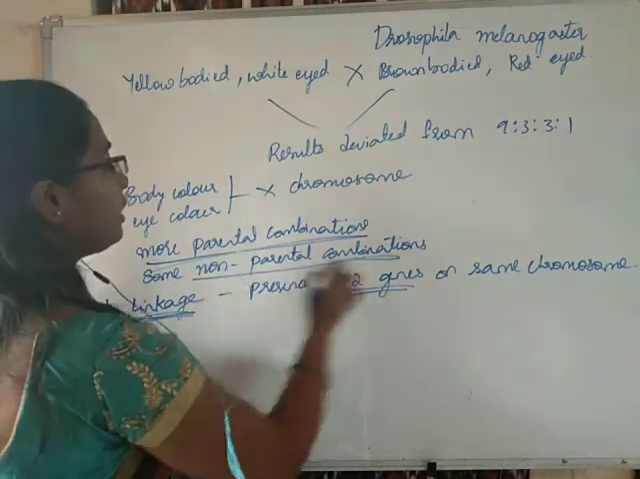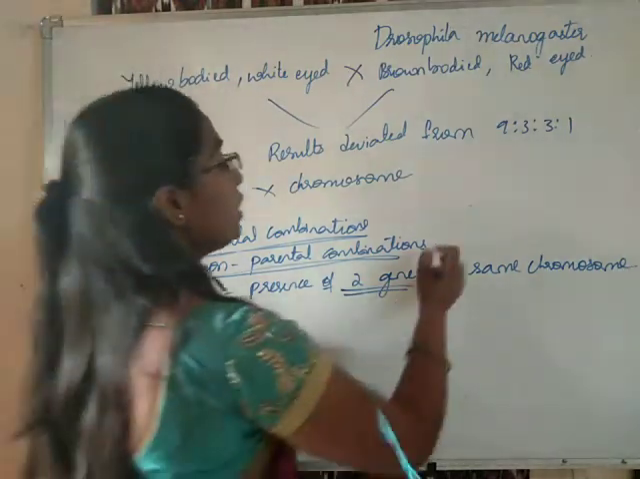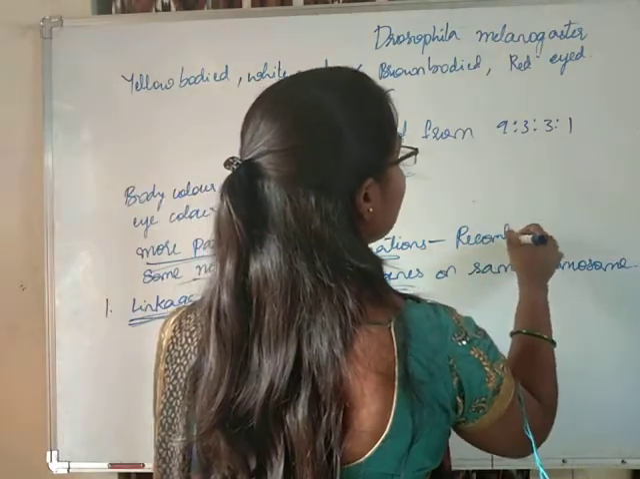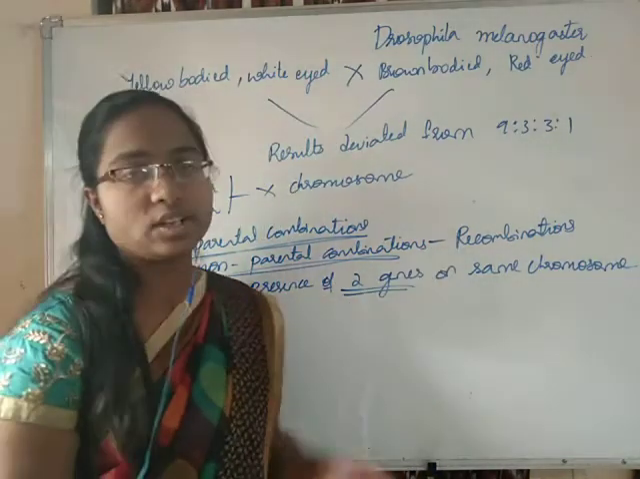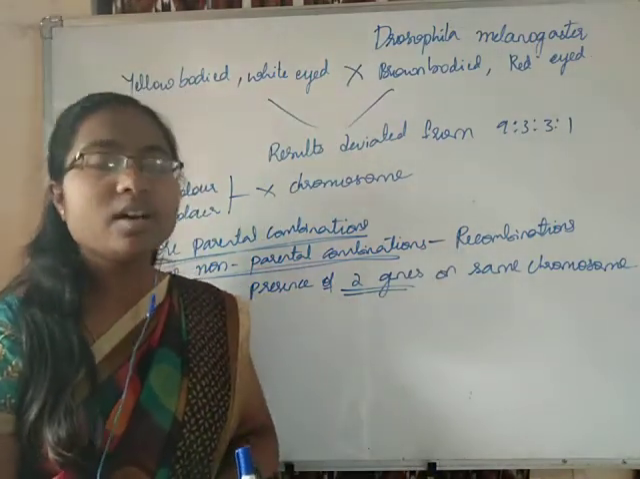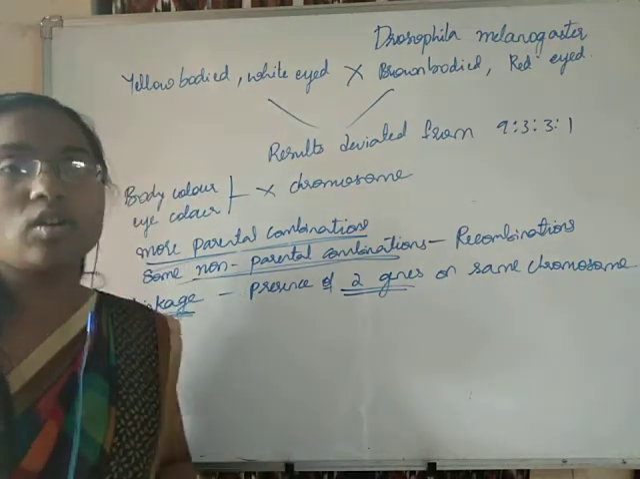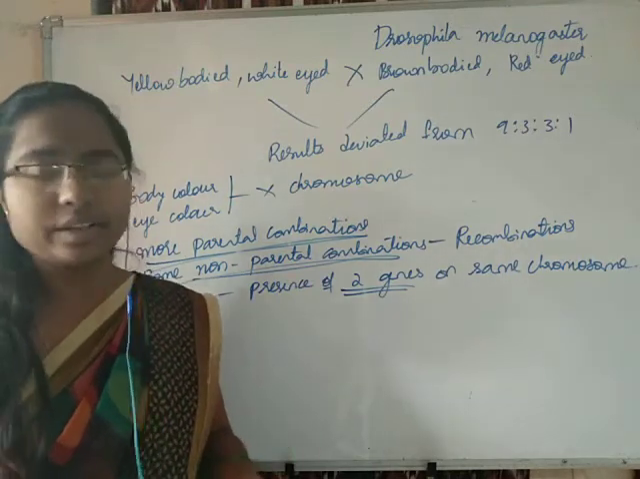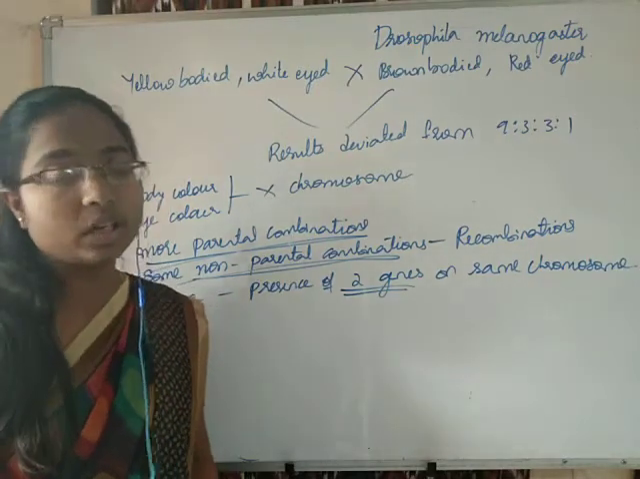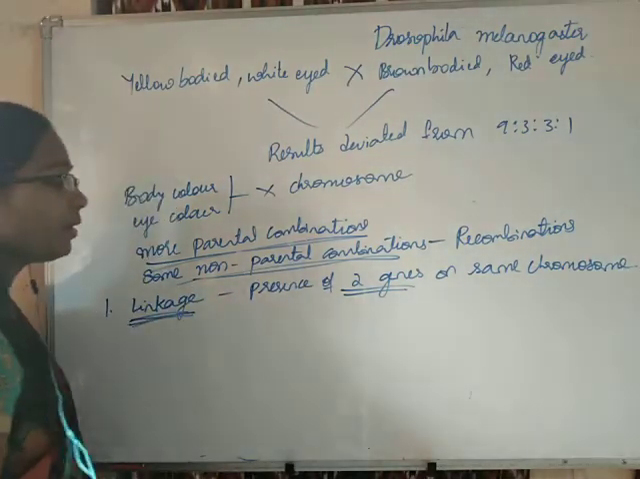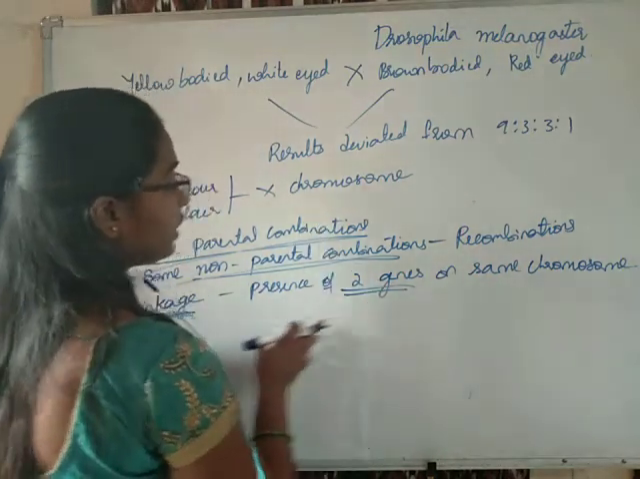Some non-parental combinations are also seen. The appearance of these non-parental combinations is due to recombinations. Recombination is the appearance of new combinations of genes, which is due to lack of linkage. No proper linkage is there, so recombinations were possible. So, students, linkage means the presence of two genes on the same chromosome.